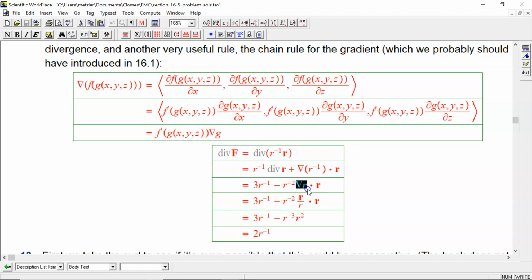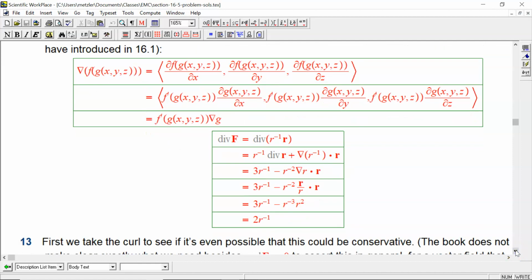Now, the gradient of R, that's what I summarized before. That's the vector R over the scalar R, the unit radial vector field. So those combine to be R to the minus 3, and then R dot R, the vector field dotted with itself, the magnitude squared of the radial vector field, is R squared, and then it simplifies to 2 times R to the minus 1. Very slick and worth looking at, especially for problems like number 30 and beyond, because it's a lot slicker than grunging out a whole lot of square roots.